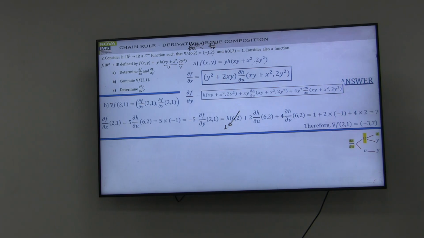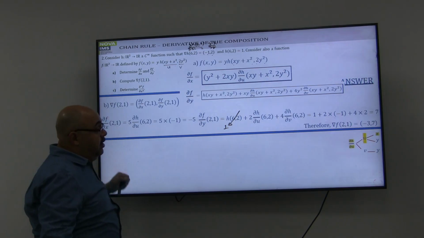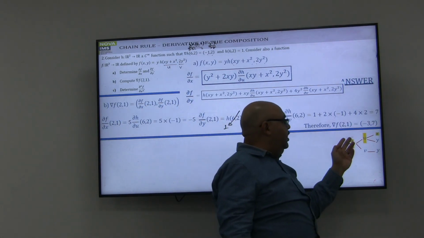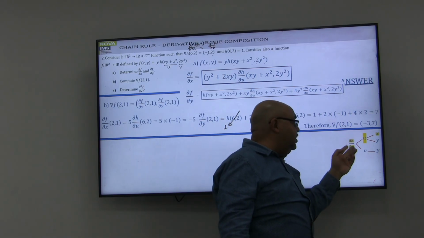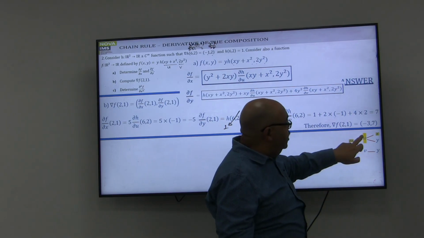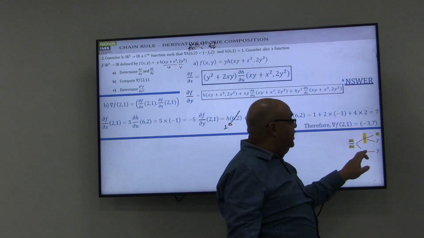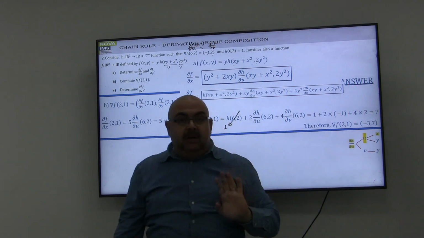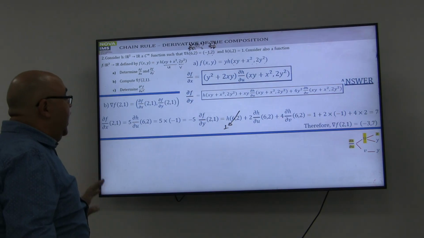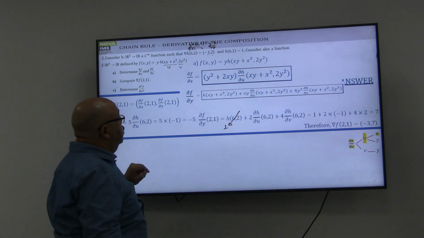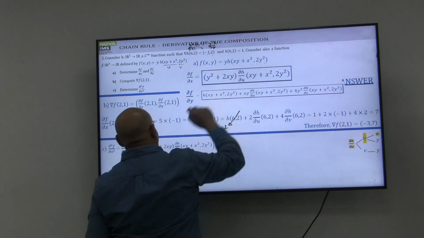The last part wants you to evaluate partial 2f, partial x squared. Remark that partial h, partial u by itself is a composite function, because the first derivative by itself is a function in u and v, while u is a function in x and y, and v also is a function in y only in my case. So, in order to get the second derivative with respect to x, I will differentiate this equation once more with respect to x.